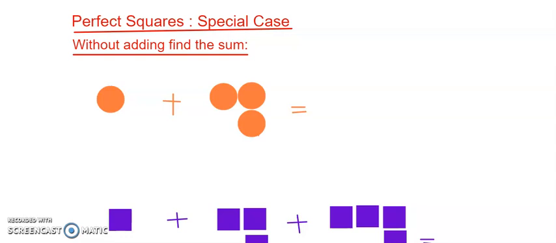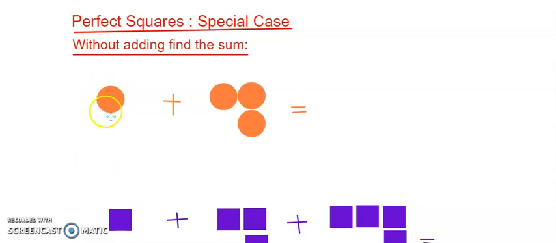Hello everyone. In this video, as you can see, I'm going to talk about perfect squares, special cases. So what we're going to do is understand how different numbers, without adding them, I can still find their sum, meaning I can find the total of that. Before we go into that particular concept, let's understand by taking a few examples and by doing this activity.